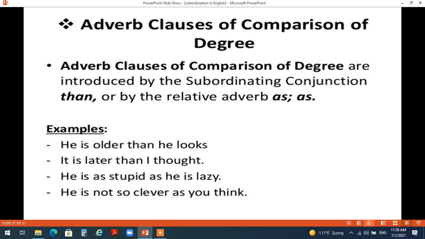He is as stupid as he is lazy. Again, here we have an adverbial clause of comparison. He is not so clever as you think. Here we used so as also to indicate a kind of comparison. So again, so clever as you think, this will be the adverb clause of comparison.